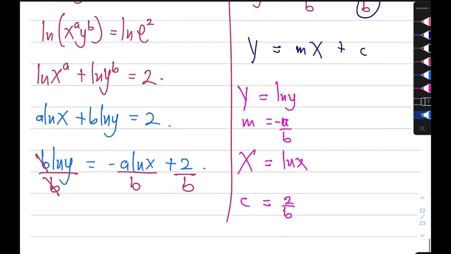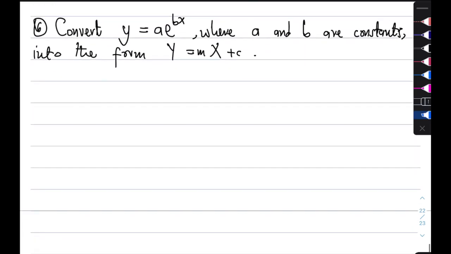Now let's look at our final example. So we want to convert y is equal to a e to the power bx. Okay, we want to convert this particular thing to y equals mx plus c. How do we do that? Well, first you want to divide through by a. Okay, so you have y over a is equal to e to the power bx.